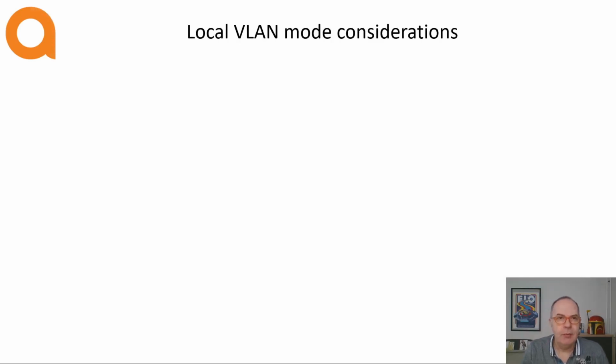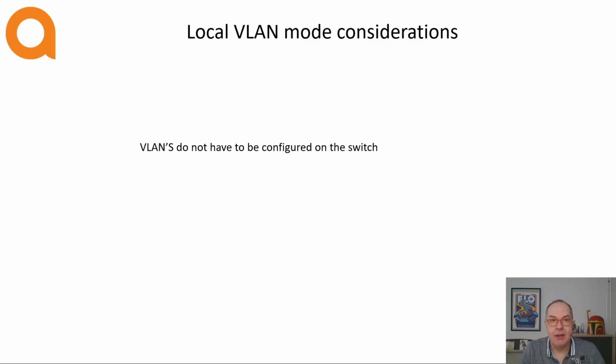For local VLAN mode, the following considerations apply. With UBT, VLANs do not have to be configured on the switch. So the VLAN is only significant at the gateway side where the VLAN is applied to the role on the gateway. And this means that you can use any VLAN for local breakout. And only untagged traffic is supported.